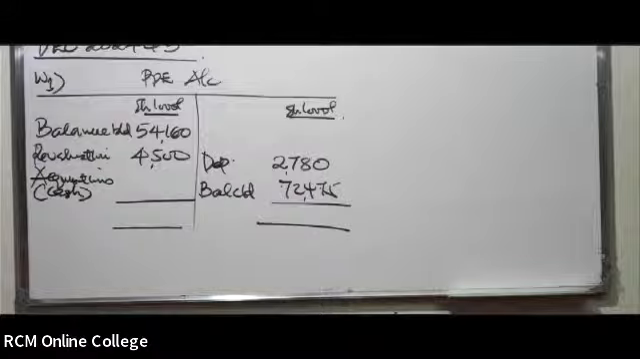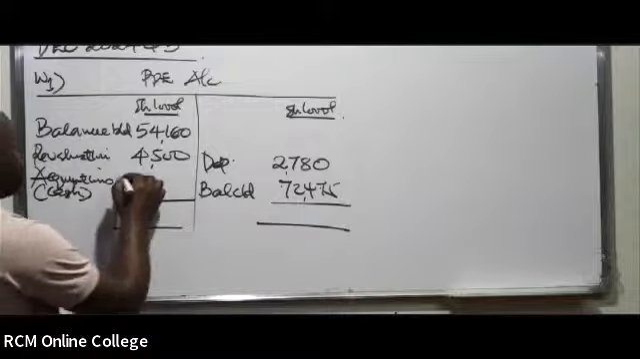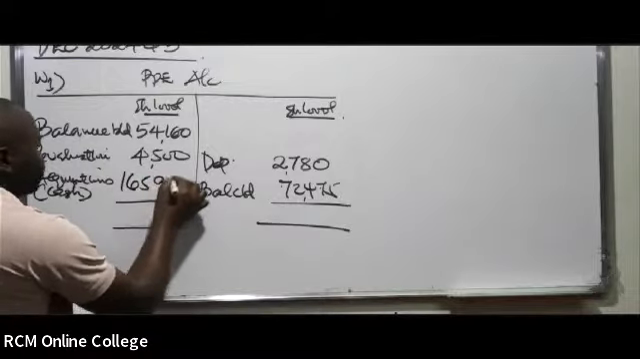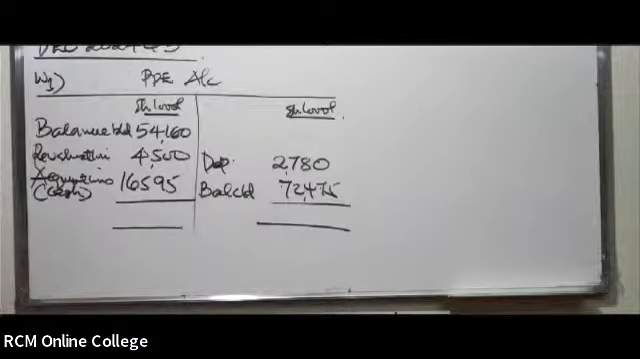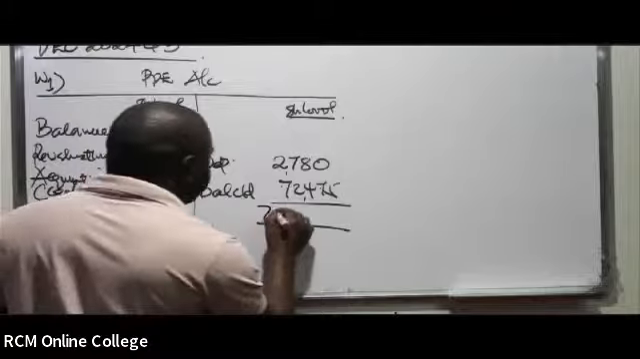What you get as the total here is 75,255, and the acquisition is 16,595. So I can see the total we're getting is 75,255.